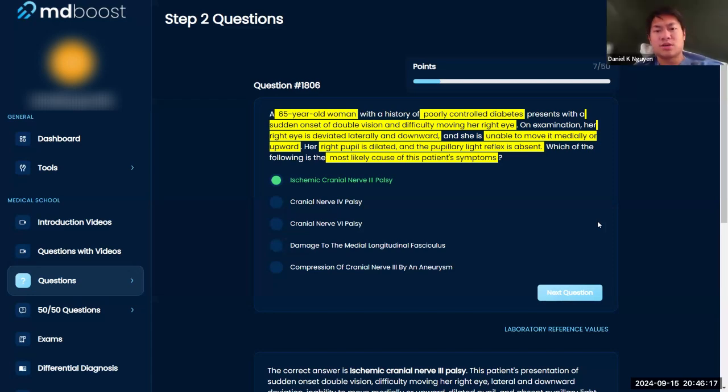So the best answer here, with the dilation and you can't constrict, and your eye is down and out, is cranial nerve 3. Cranial nerve 3 carries the parasympathetics. The parasympathetics constrict the eye, the sympathetics dilate it. So if you mess up 3, then the only thing that works is your sympathetics, which will keep it dilated. Gotcha, that makes more sense.